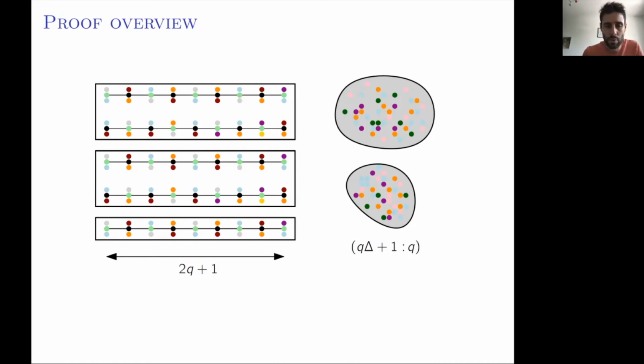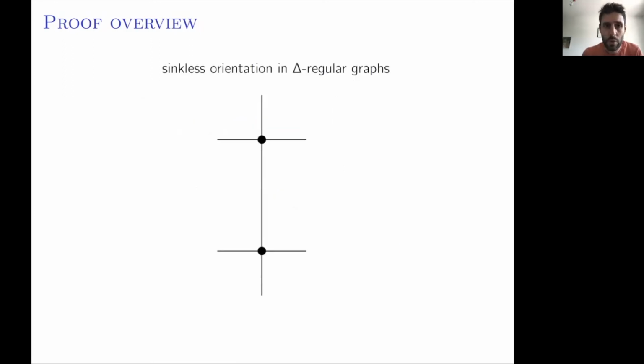Okay, so this was the proof. Now let me explain why the lower bound holds: why Q delta Q coloring is as hard as delta coloring. For this, we're going to make a reduction from the sinkless orientation problem in delta regular graphs.